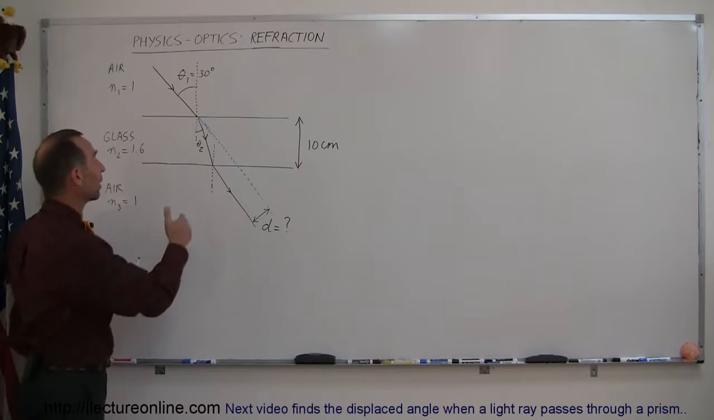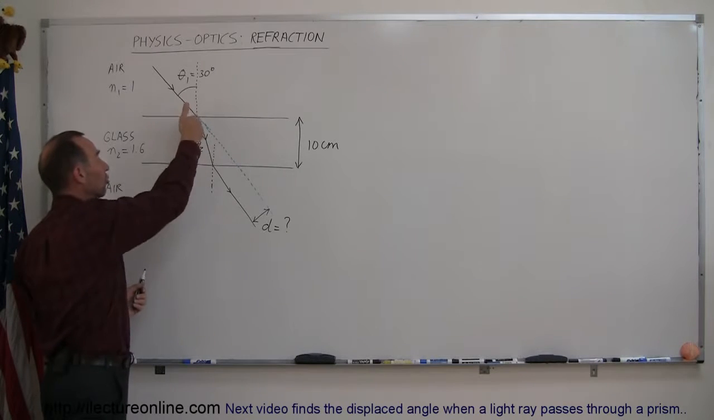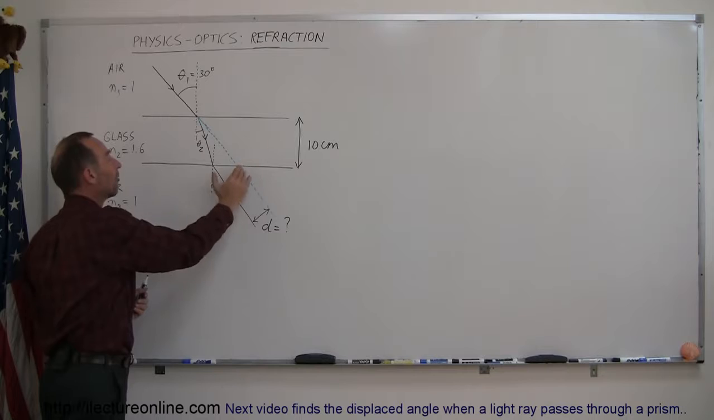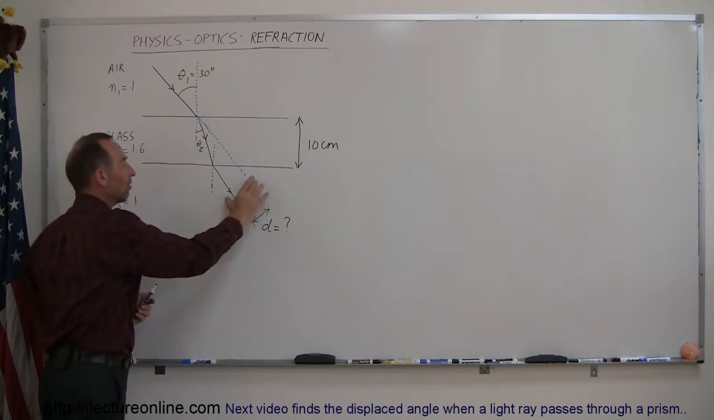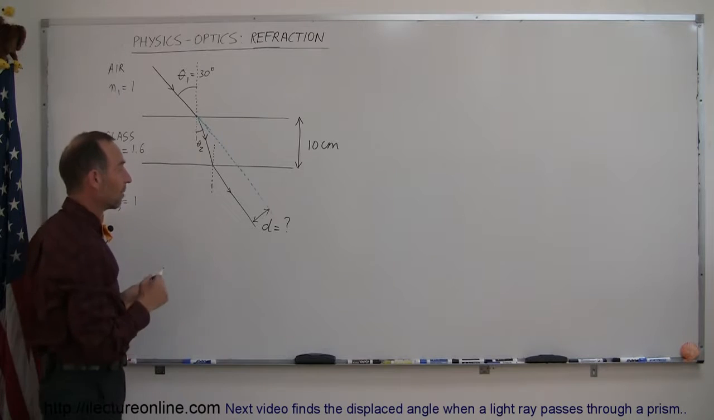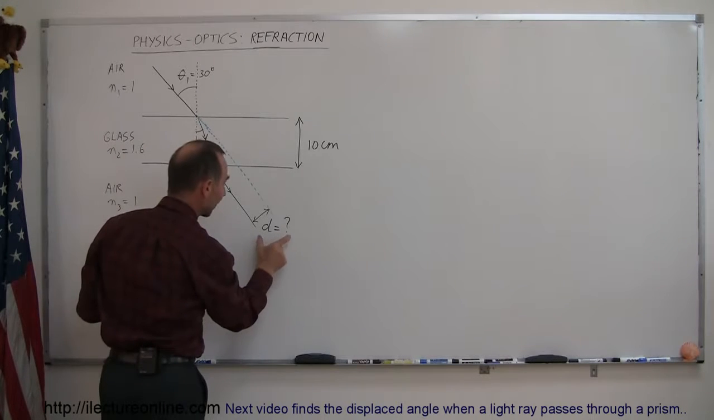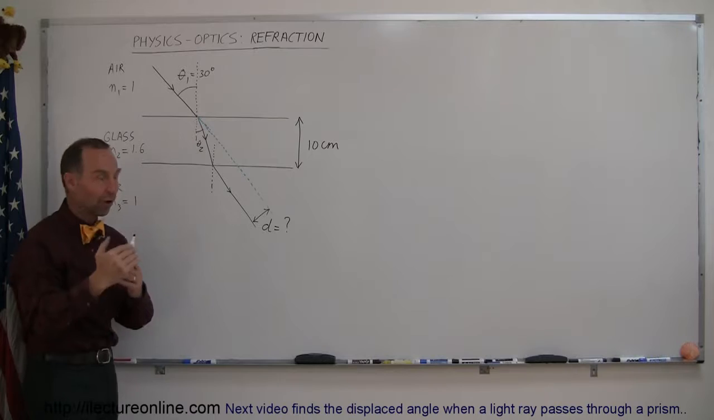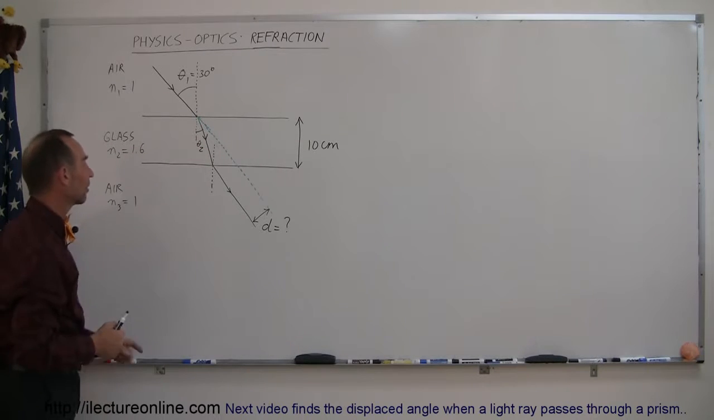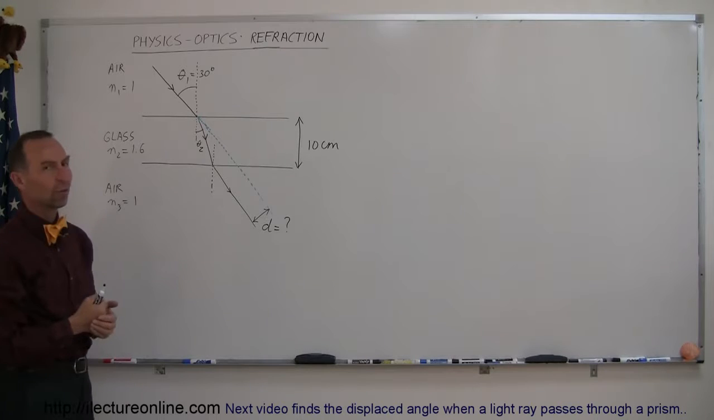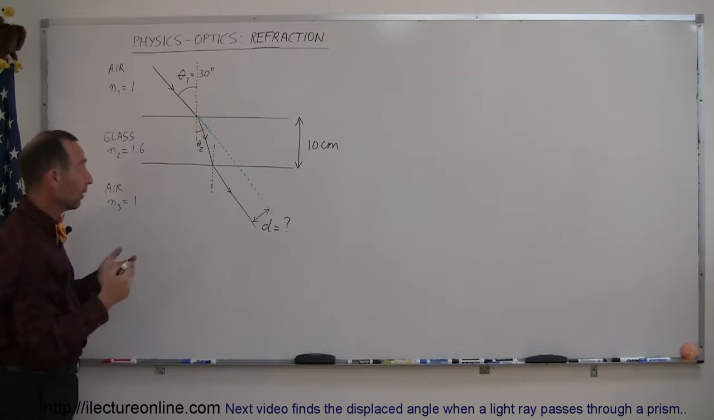The only difference is that because of the refraction, the change in direction here, there will be an offset. If the beam had traveled straight across to where the beam is now, there will be a difference, a distance, and your job here is to find out what that distance is. How far has that beam been offset by traveling through a 10 centimeter thick slab of glass with an index of refraction of 1.6? So how do you do that?